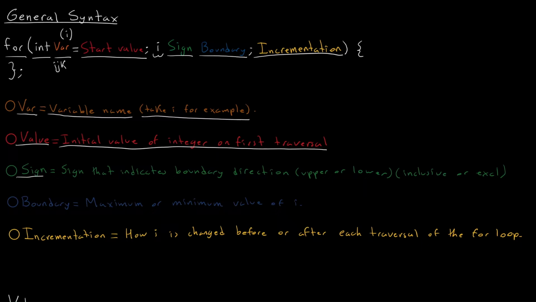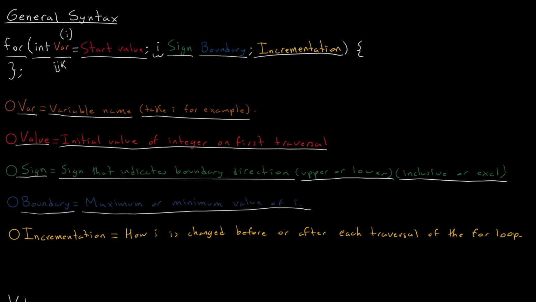Then we have the sign. Sign is the sign that indicates the boundary's direction, so either upper or lower, or inclusive or exclusive. And then we have the boundary itself, which is the maximum or minimum value of i, the variable. And then we have the incrementation, so how i is changed before or after each traversal of the for loop.